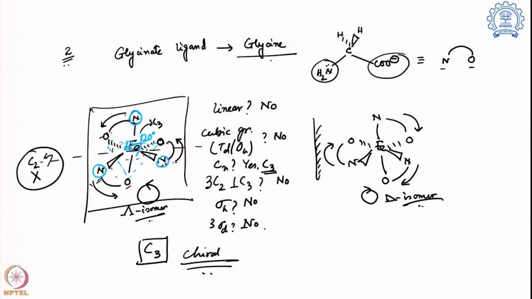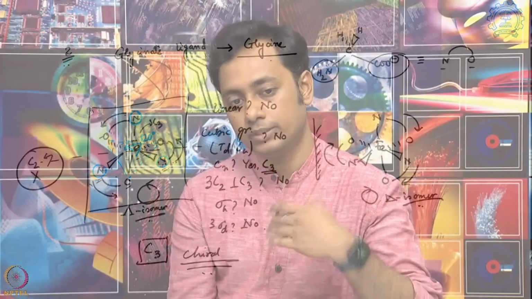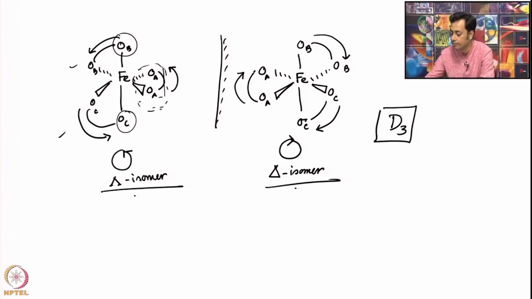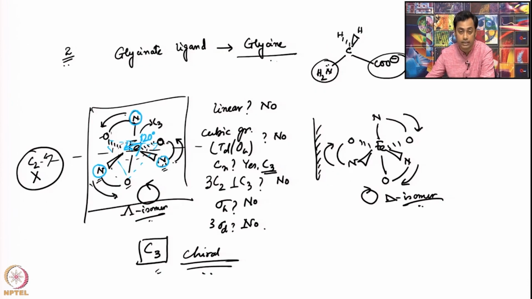So, this is what is actually happening with the glycinate ligand. Glycinate versus oxalate, the difference is because you now have 2 different atoms as coordination sites. For the glycinate, it is going to a little bit lower symmetry. So, that is C3. On the other hand, if you look back to the iron oxalate, that belongs to the D3 point group, which is higher in symmetry. You have 3 extra C2s perpendicular to C3, which are absent in the case of glycinate.